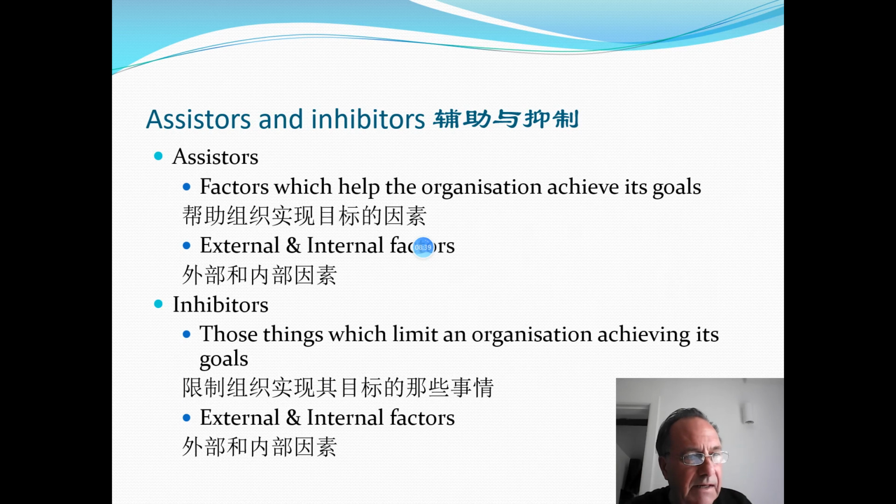Most projects will have a range of factors that impact on the success of any project, and we can refer to these as assisters or inhibitors. Assisters are obviously the factors which help the organisation achieve its goals, and these could be external or internal factors. And there are also inhibitors, those things which limit an organisation achieving its goals. Again, these can be external or internal factors.